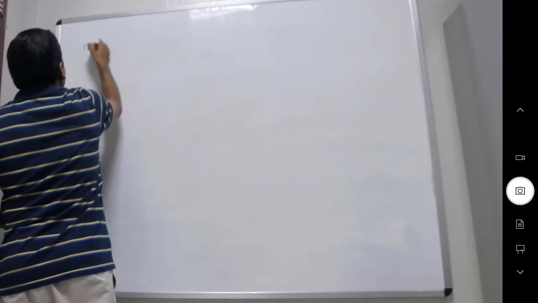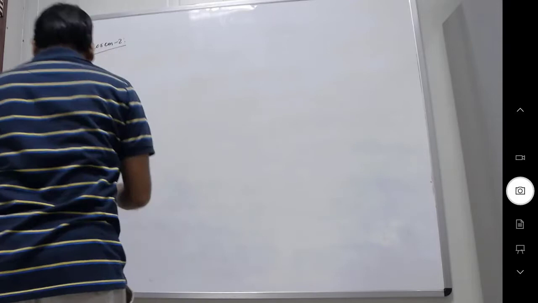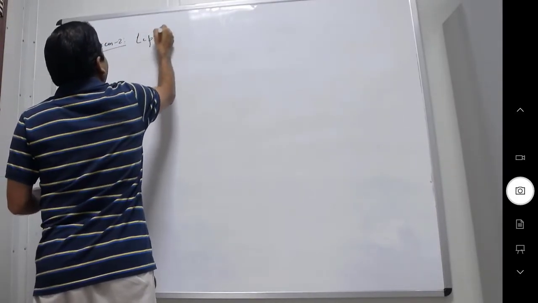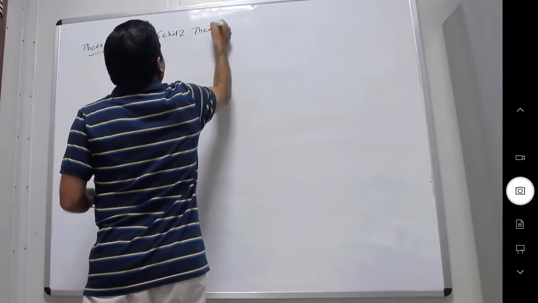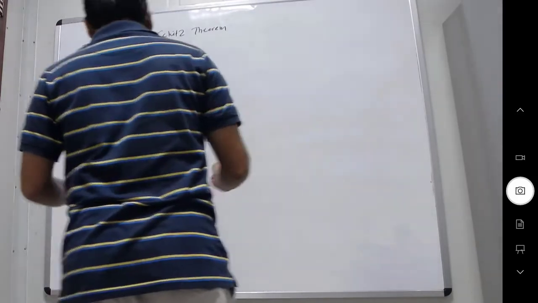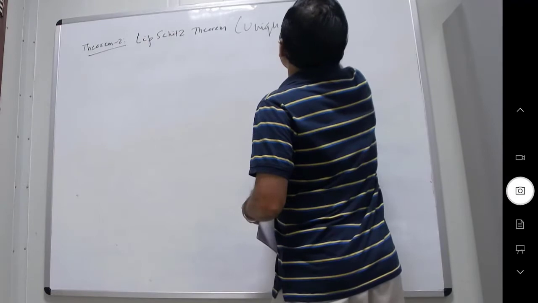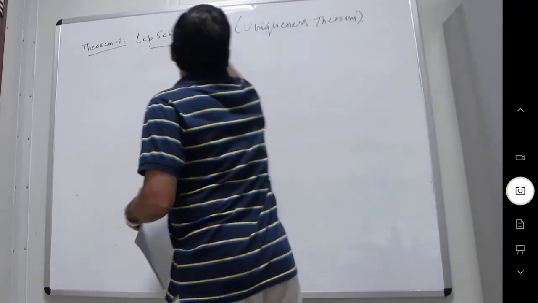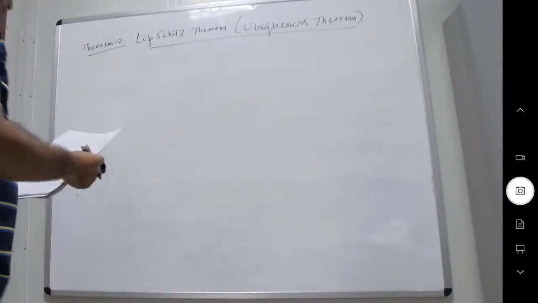Next is Theorem 2. This is sometimes called the Lipschitz theorem, or the uniqueness theorem. Fine. It is the Lipschitz theorem or Uniqueness theorem.